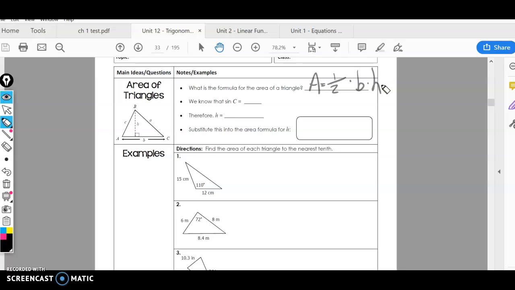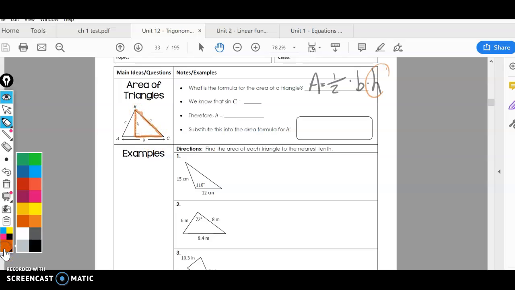We're going to make a different way because all the triangles we're going to work with aren't going to give us the height. We're only going to be given certain angles. So instead of finding the height, we're going to have to substitute something in for h. Let's look at this triangle right here. It's split up into a right triangle.